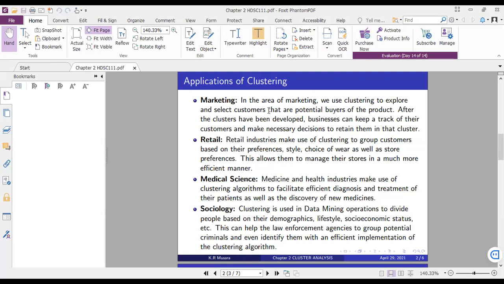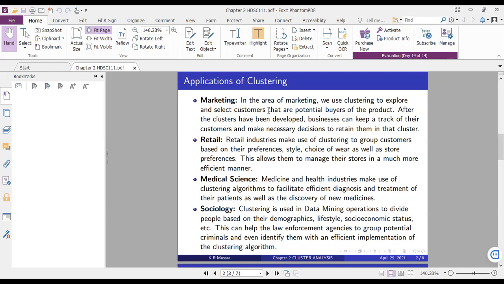So you're looking at how you select your customers that are potential buyers of a particular product. You don't just place your shop, or just go and sell anything from any location. You have to study the market. It's called market analysis. So after the clusters have been developed, businesses can keep track of their customers and make necessary decisions to retain them in that cluster, right?